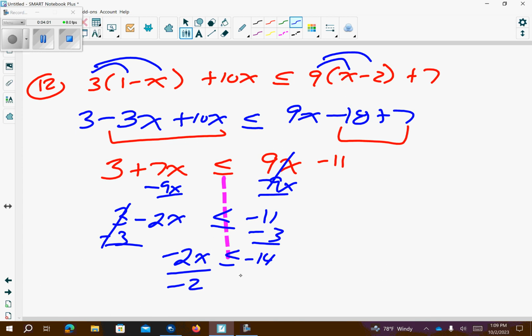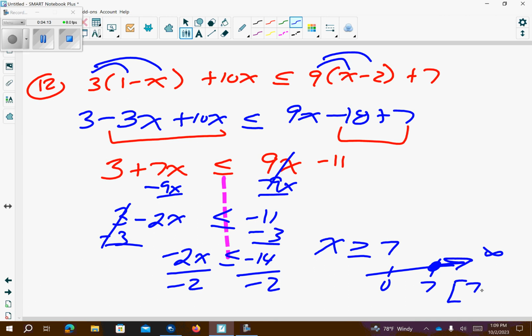Divide both sides by negative 2. The sign has to flip over because you divided by a negative. So on the number line, 0 is here, 7 is here, solid dot going right. And that goes to infinity, so it's hard bracket 7 to infinity.